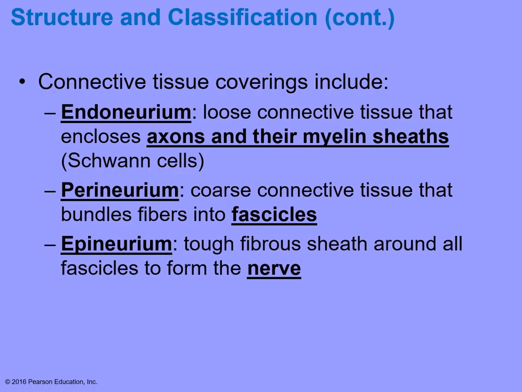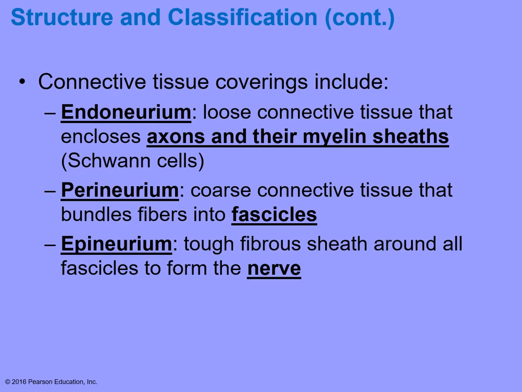Now, if we look at this connective tissue covering these blankets, if you want to think of it that way, that's wrapped around them, you have three different layers. You've got the endoneurium, perineurium, and epineurium. Some of these prefixes should start to look familiar to you. The endoneurium is this loose connective tissue that's going to wrap around an individual axon. So you have an axon, it's got its myelin sheath around it, and then around that you have the endoneurium.